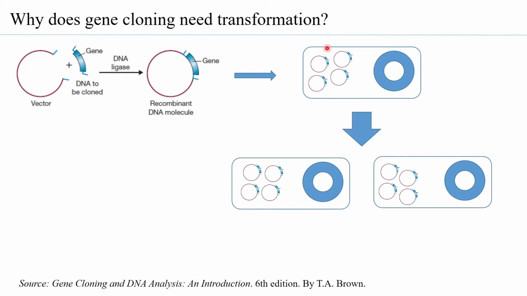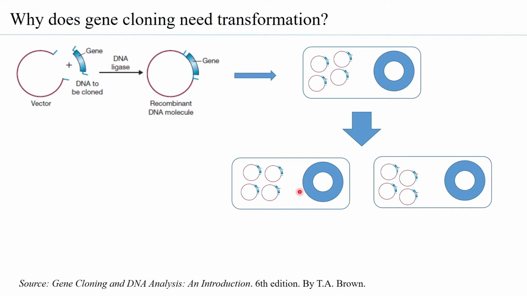So therefore, this bacterial cell over here is the host organism. If it is a plant cell, then that too can be a host organism. If it is an animal cell, that too can be a host organism. Yeast can be a host organism. So there are various types of cells that can take up the recombinant DNA molecule, that is the vector with the gene of interest, and get transformed or transfected.